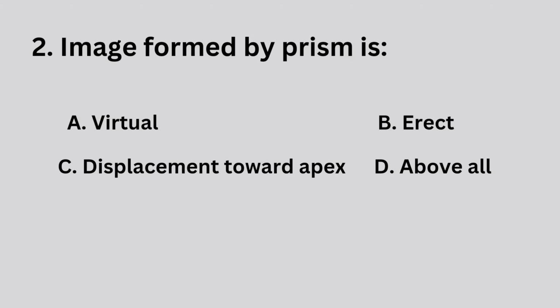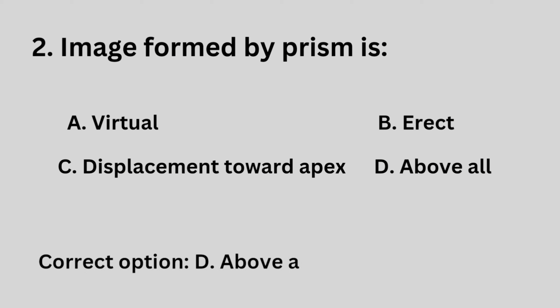Second question, image formed by prism is option A, virtual. Option B, erect. Option C, displacement toward apex. And option D, above all. Correct answer for the question is option D, above all.